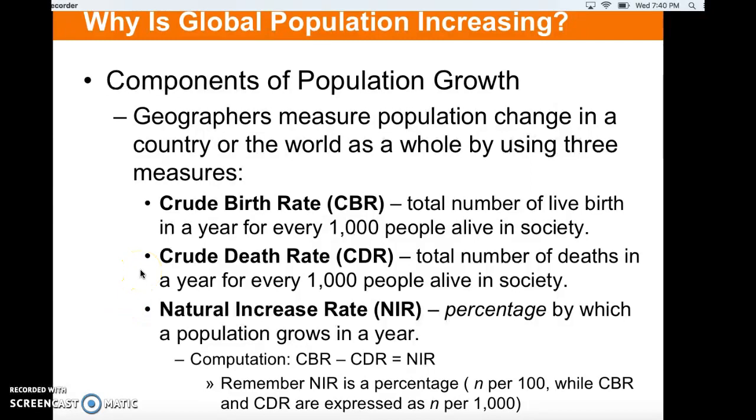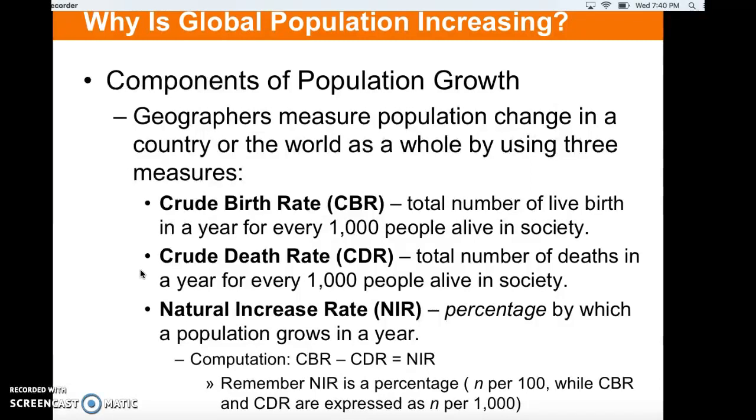Crude death rate is the total number of deaths in a year for every 1,000 people alive in society today. And so a high crude death rate could indicate lack of access to healthcare, so people are dying quickly because they don't have access to medical care. It could indicate an outbreak in an area, a disease outbreak. It could also indicate a population that's getting older.